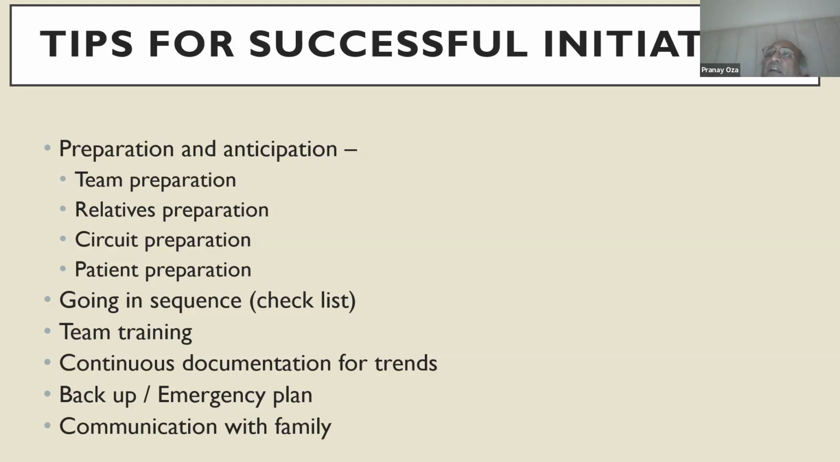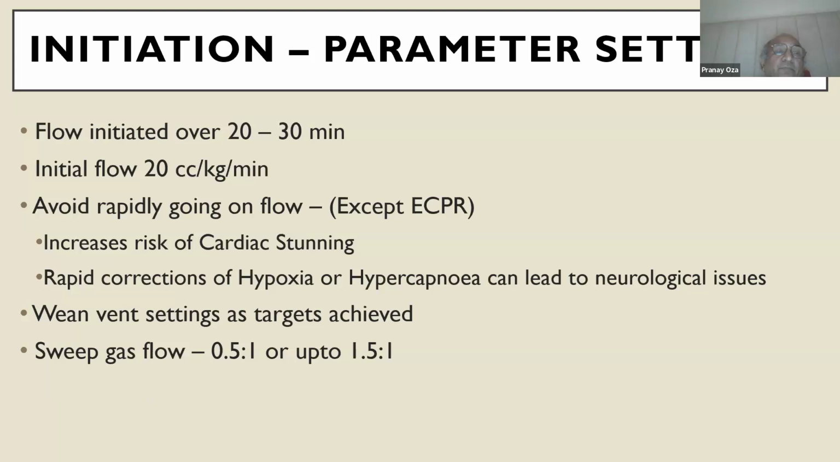The perfusionist who is going to prime the circuit knows that he has to arrange for the blood. It should not happen that we have started ECMO and now hemoglobin has dropped down to 5 and we haven't arranged blood. So all team training is most important. Good continuation of documentation is important. Always keep the backup and emergency plan ready, and communication with the family is going to be the first.